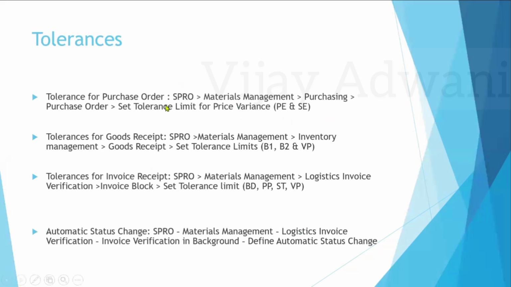Tolerance at 3 levels. One is at purchase order, second one at goods receipt, and third one is invoice receipt. So at 3 levels, we ensure that the tolerances are met. So let's see and understand how these tolerances are done: tolerance at purchase order, then at goods receipt, and at invoice receipt. It will be under, again, SPRO, materials management, purchasing, and purchase order to set for purchase order. Okay, so let's go over there.